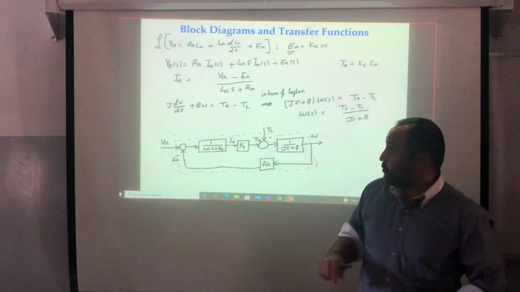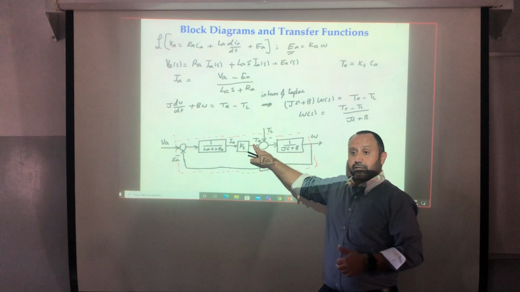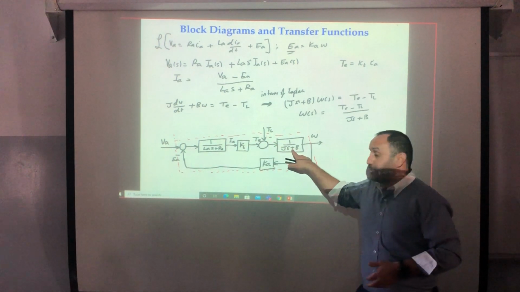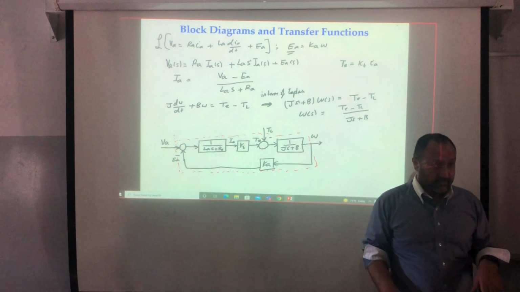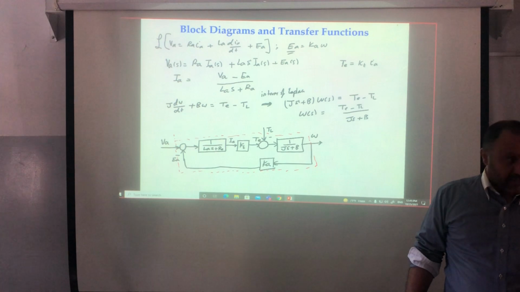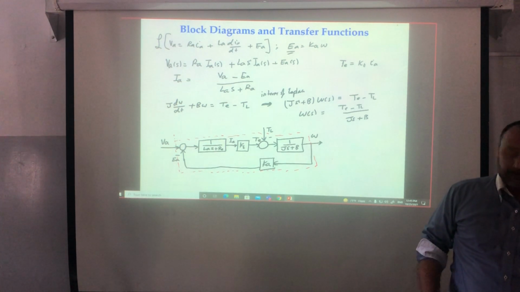So at the end of the day I will have what here? The torque reference subtracted from the actual torque, multiplied by a first order system. And this is a valid simplification, by the way.